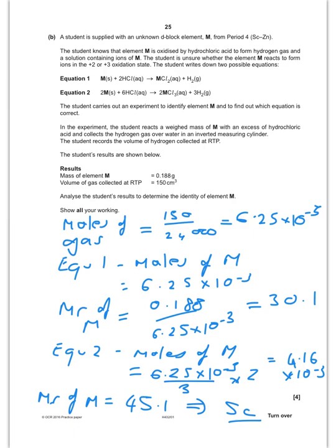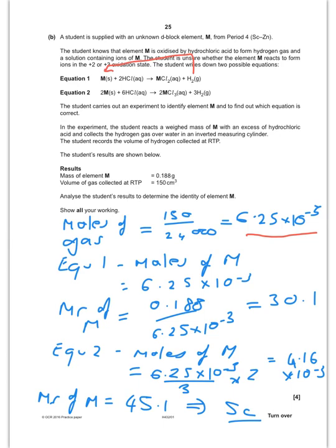Okay, so we now need to identify metal M. Okay. So first of all, they've given me a volume of gas collected at room temperature and pressure. So the first thing you can do is convert that into moles. And you have got 6.25 times 10 to the -3 moles of hydrogen there. So if you're using equation 1 here, 1 mole of hydrogen is 1 mole of M. So you'd have the same number of moles of M.